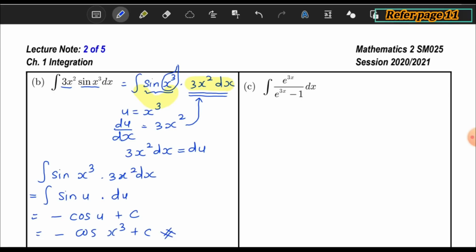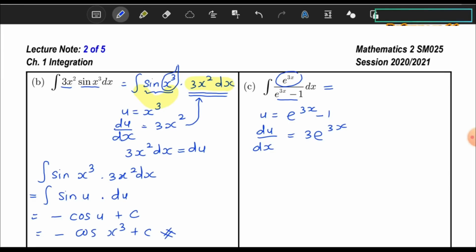Settle for part B. For part C, we have exponent 3x for numerator and exponent 3x minus 1 for the denominator. Okay, both are exponential functions. Okay, so yang mana satu yang lagi susah? Yes, both susah, isn't it? But usually we will use the denominator as u. So we take u equal to exponent 3x minus 1. Du dx equal to 3 exponent 3x.